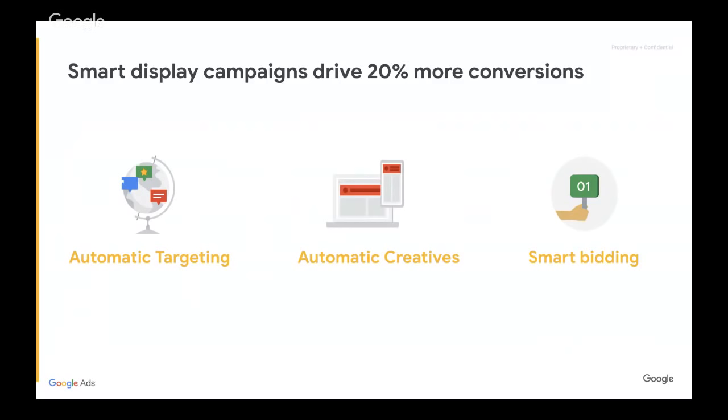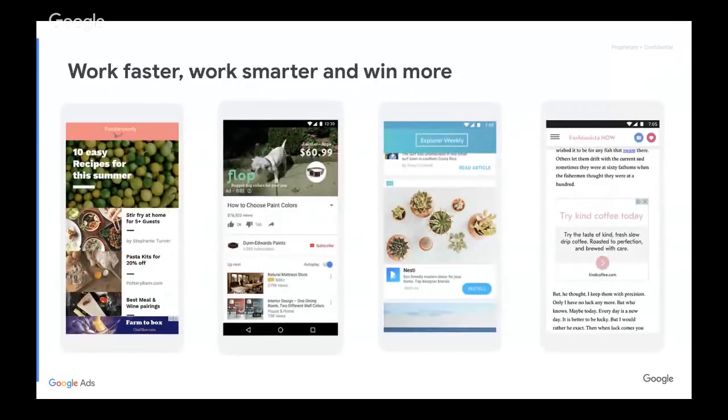You can streamline how you manage and bid on your products and services to help you achieve your business goals faster, drive performance on GDN, and the power of Google's machine learning. This is how your smart display campaign ads look like on multiple platforms.